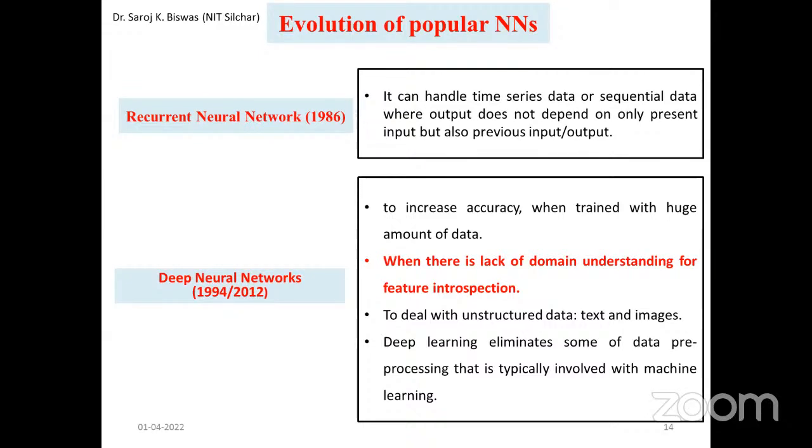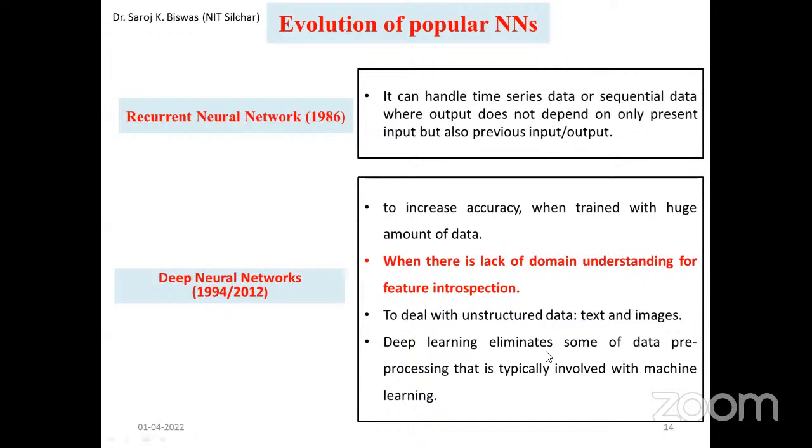This is especially true for image data, where the feature space is not completely clear. We use certain conventional tools to extract different kinds of features, but still it is not clear. In those situations, deep neural networks are used. Then, to deal with unstructured data like text, image and video, where the feature space is not clear, we take some of the features and try to solve the problem.